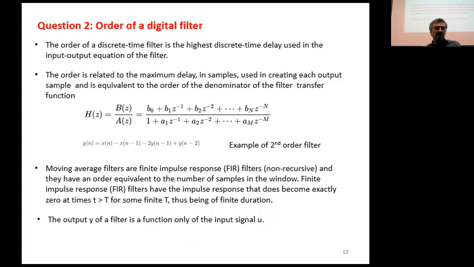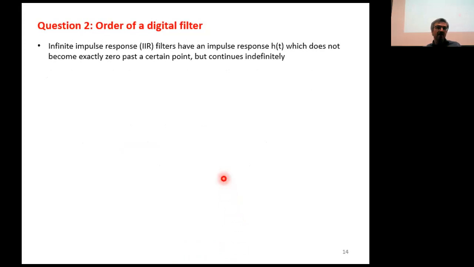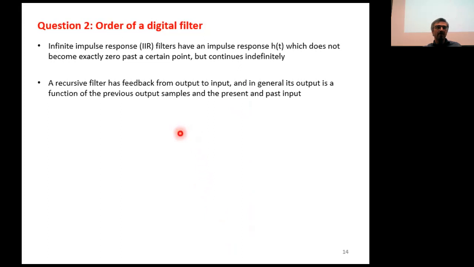And in general, the output of a finite impulse response filter is a function only of the input signal. So if you think about our moving average filter, it's a weighted average with these B coefficients of the input. While the other class of filters, for example the low pass filter that we saw, belongs to the class of the infinite impulse response filters, and they have a response to the impulse that does not become exactly zero, but gradually, after an infinite time, it will become zero. So the response will be infinite in time. And they are called recursive filters because they have a feedback from the output to input.